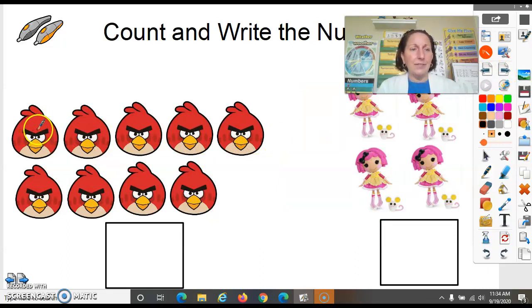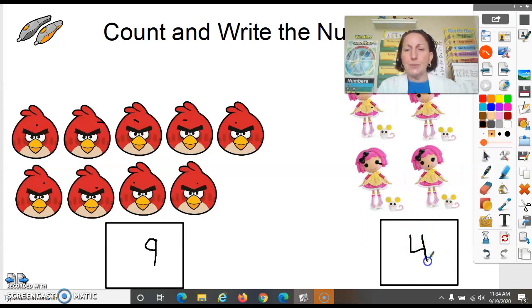All right, let's count this angry bird. 1, 2, 3, 4, 5, just like our 10 frame. 6, 7, 8, 9 angry birds. So we'll put the number 9. So make sure you're practicing. Let's count this baby doll. 1, 2, 3, 4. So we're going to put a number 4.